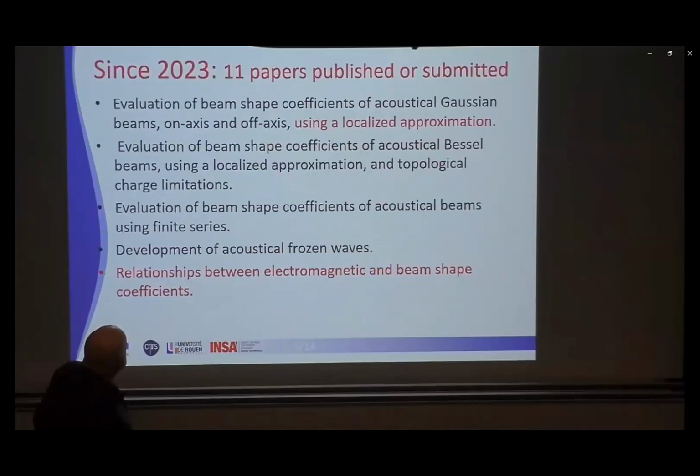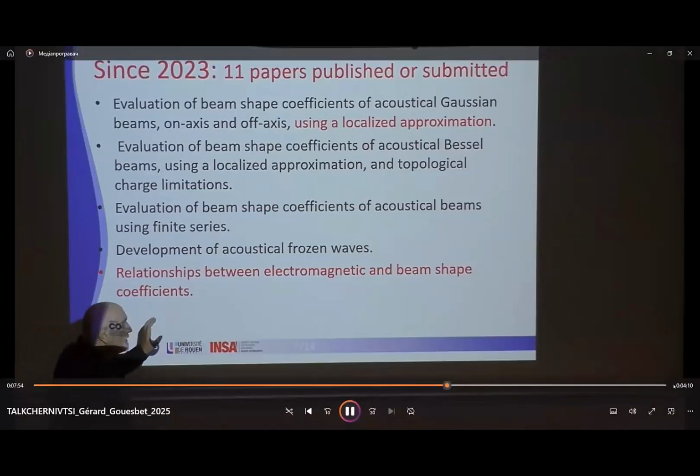So this started in 2023, and at the present time, elements have been published or seen in different telecoms. So lots of applications have been made. And the most important relationships we can obtain are the relationship between the electromagnetic and the acoustical beam shape.